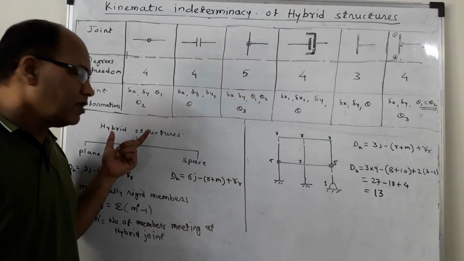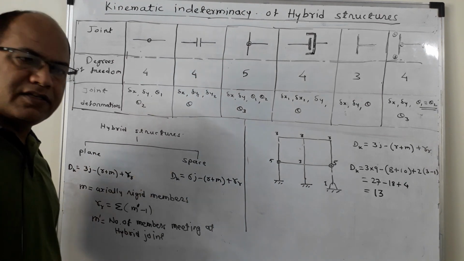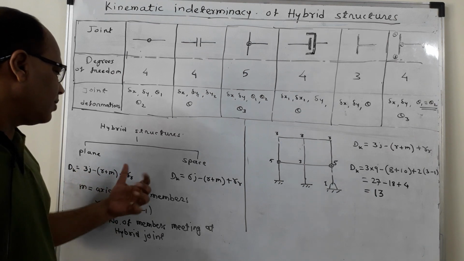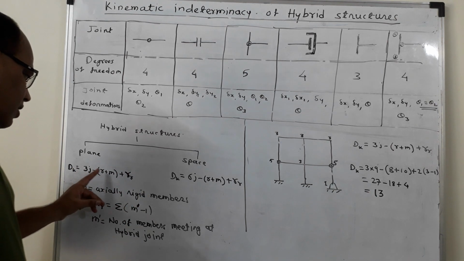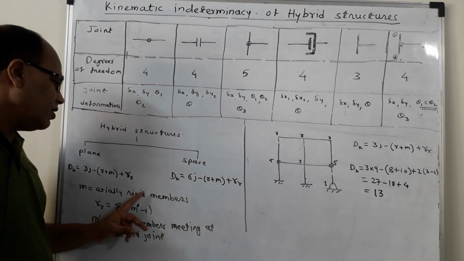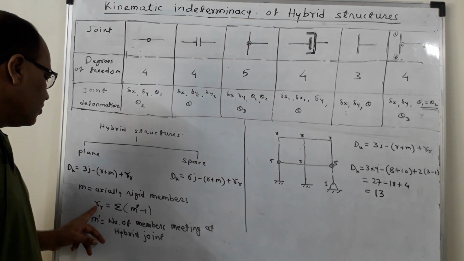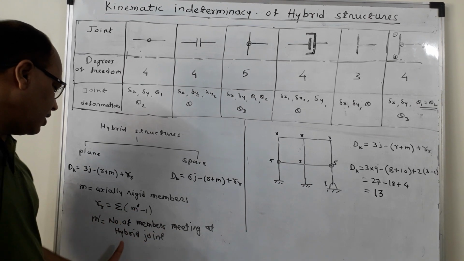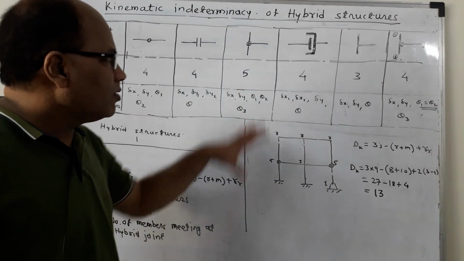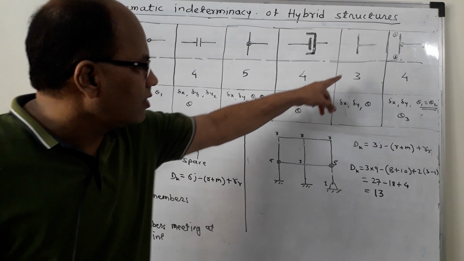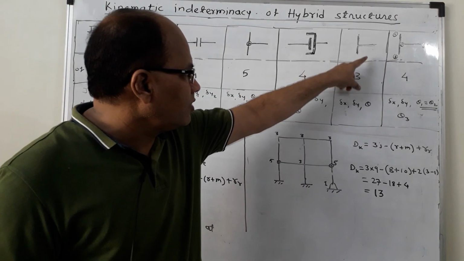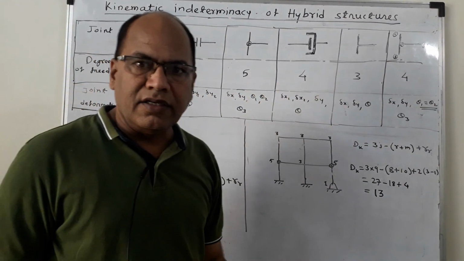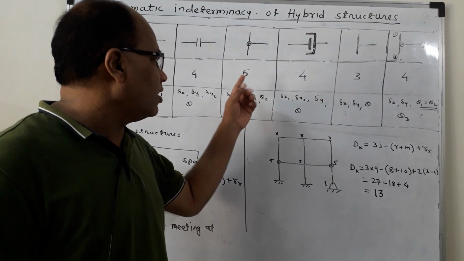Now hybrid structures are classified into plane and space structures. In case of plane structures, Dk is given as 3j minus r plus m plus rr, where m is equal to axially rigid members, where rr is equal to summation of m dash minus 1, m dash is equal to number of members meeting at hybrid joint. Now because of these joints, you can check that this is the rigid joint. So in case of rigid joint, the degree of freedom is 3. But for rest of all joints, the degrees of freedom is either 4 or more than that.